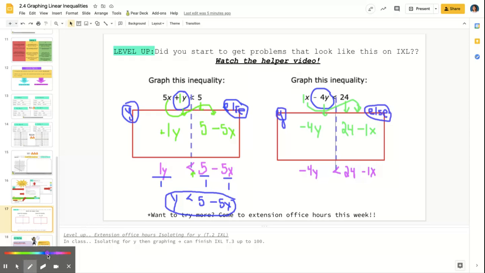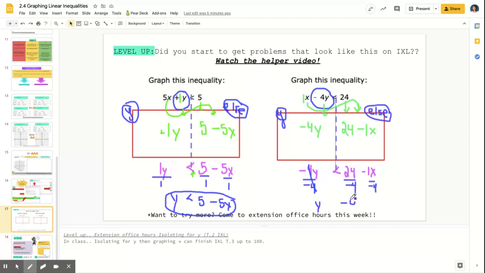Last step, divide by the number in front. Divide by the number that was in front of the y, which was negative 4. Okay, so what happens here? These cancel out. I'm just left with a y. 24 divided by negative 4 is negative 6.